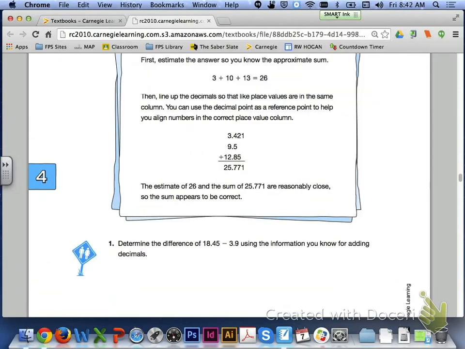Let's take a look at number 1 down at the bottom of page 262. Let's use the information that we know about adding decimals and let's apply the same thing for subtracting. So go ahead and do number 1 with your group members. You are going to be determining the difference of 18.45 and 3.9. Go ahead.